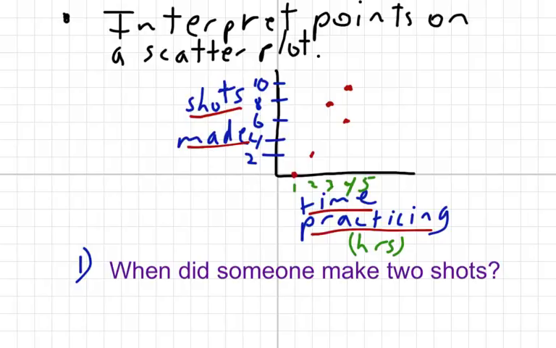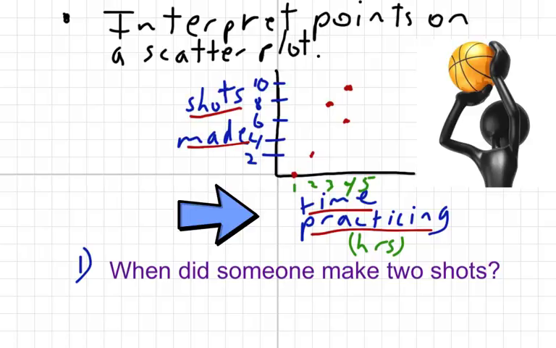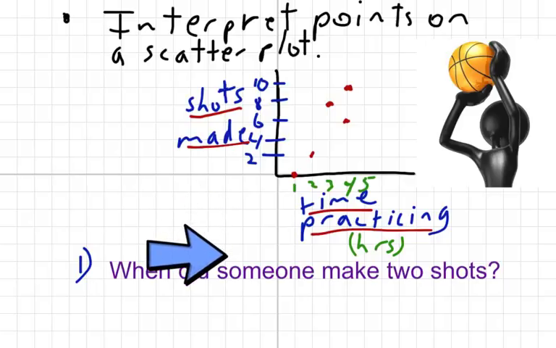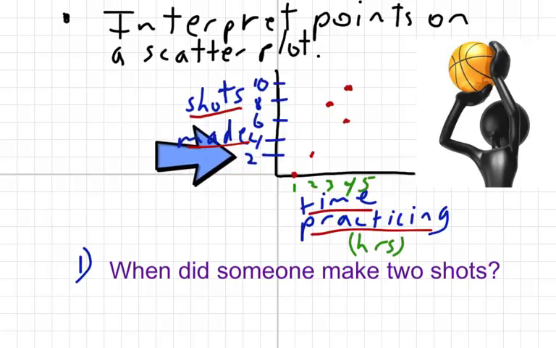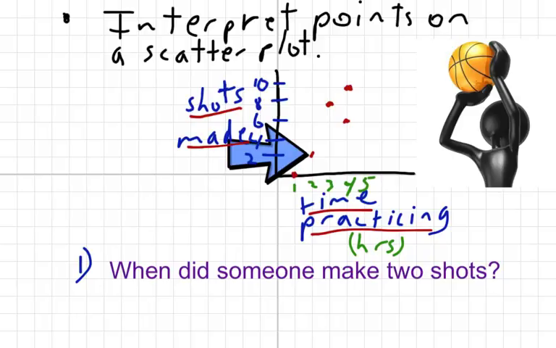All right, let's just answer a couple questions based on our graph. First off, when did someone make 2 shots? And you can see from the graph, 2 shots is going to be reading that y-axis, the number of shots made. So that's 2 right here at the first hash mark, which would be that point. Now, when did this happen? Well, the time practice is in hours, so that goes 1, 2, so that's at 2 hours.